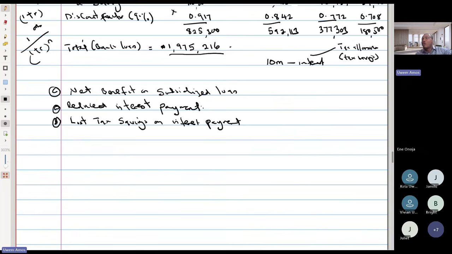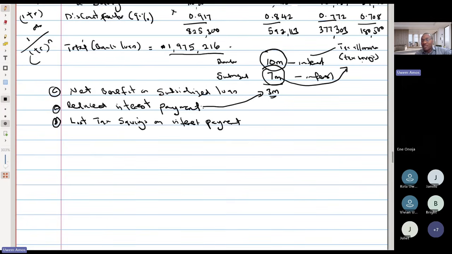But the company did not go for the bank loan. So this is the bank loan. The company decided to go for the subsidized loan, and when you go for the subsidized loan, it pays interest of 7 million. So there's a benefit here, which is the reduced interest payment of 3 million. However, because it is now paying 7 million for the subsidized loan, as against the 10 million it would have paid if it had gone for the bank loan, the company would lose the tax savings on the benefit saved.